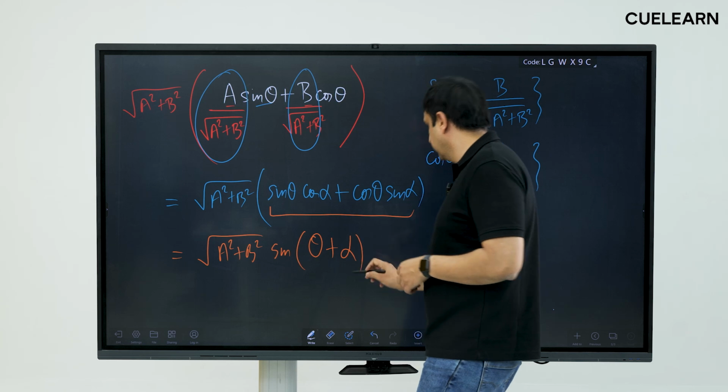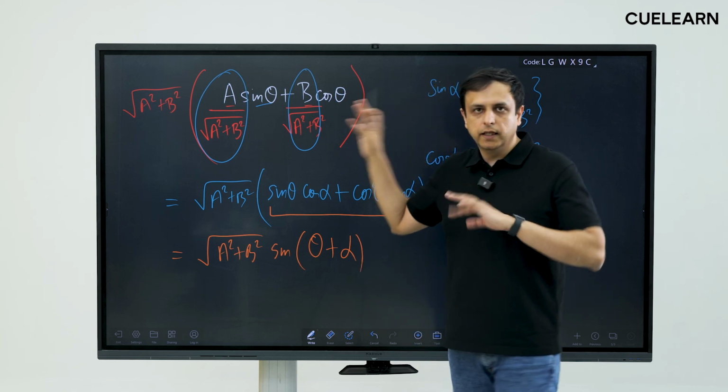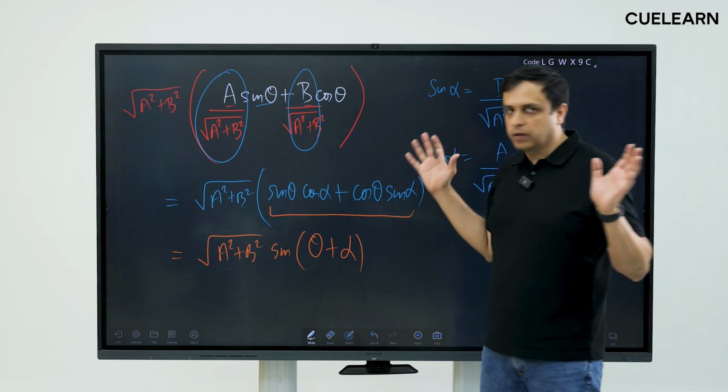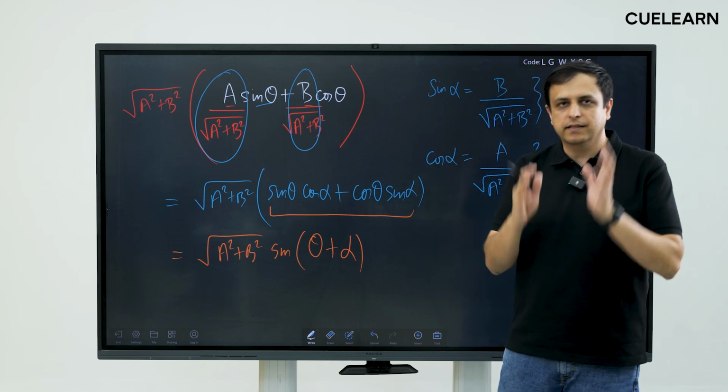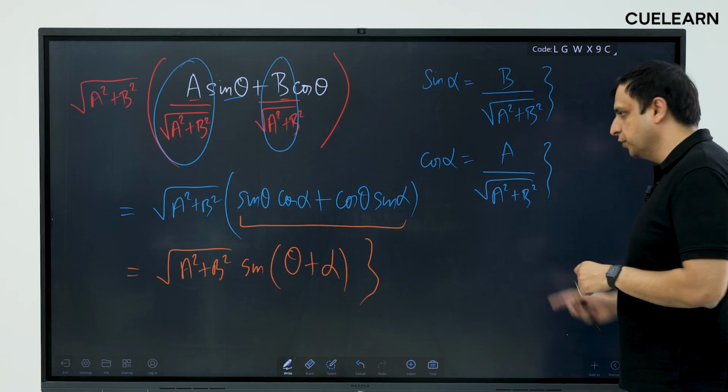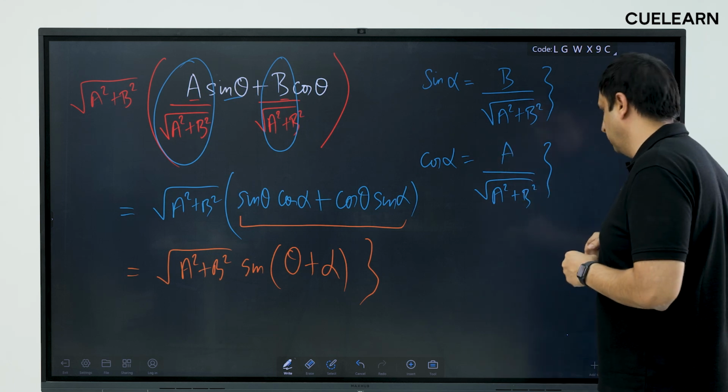So, what we have done is, the original linear combination a sine theta plus b cos theta, we managed to compress it and rewrite it as a single trigonometric term in this expression. So, that is what we are now going to use back in our original problem.